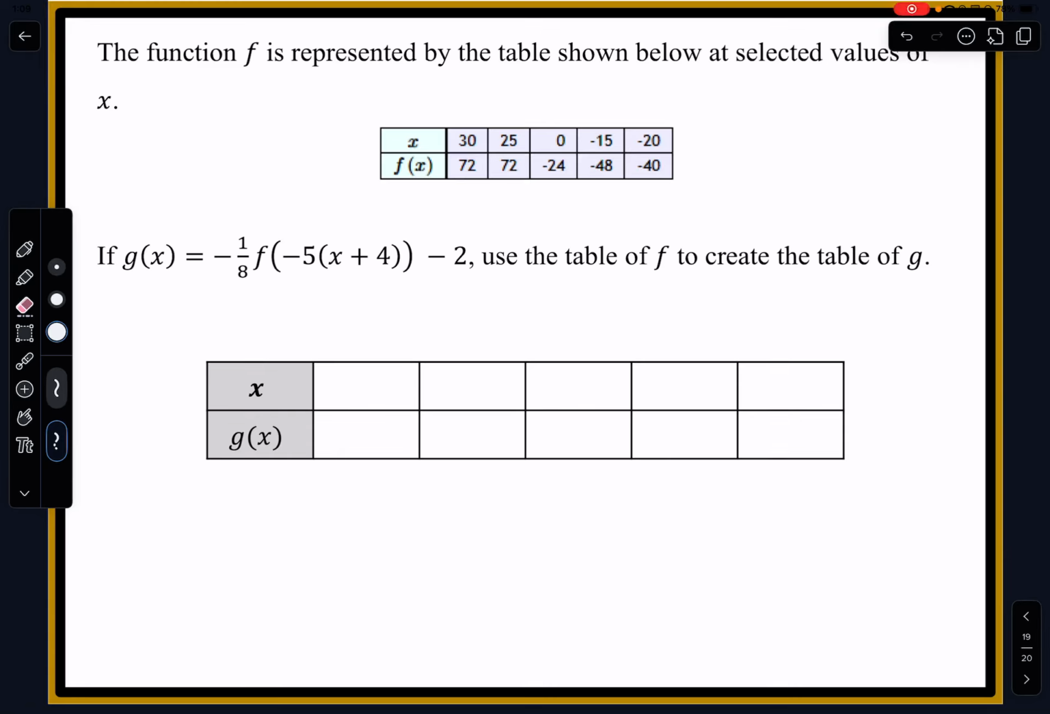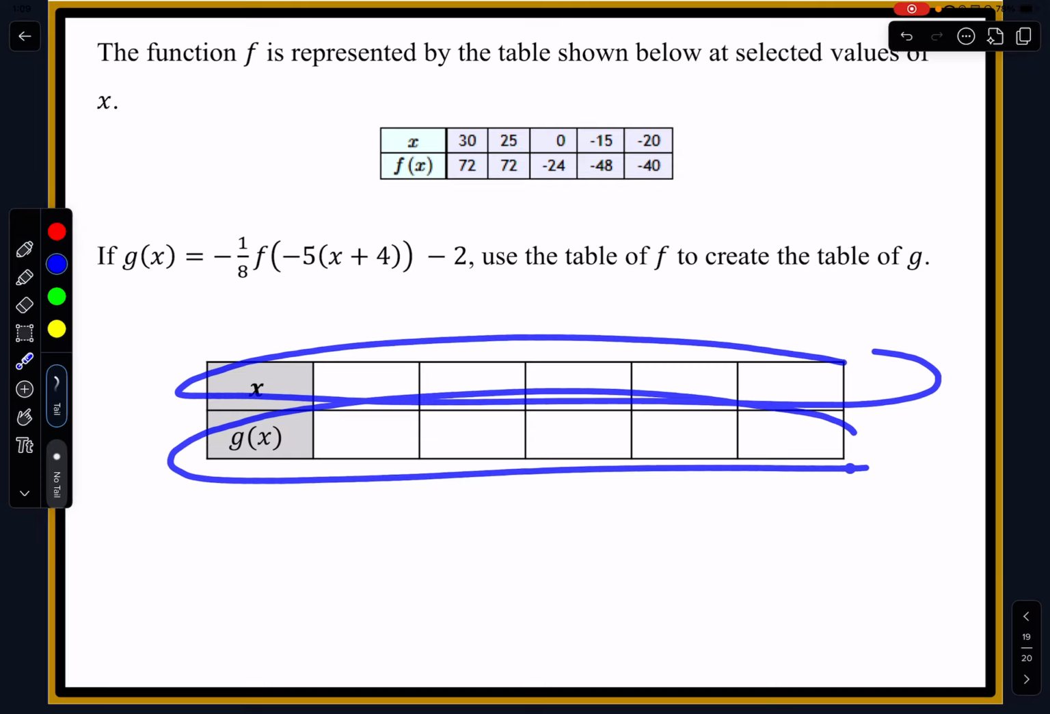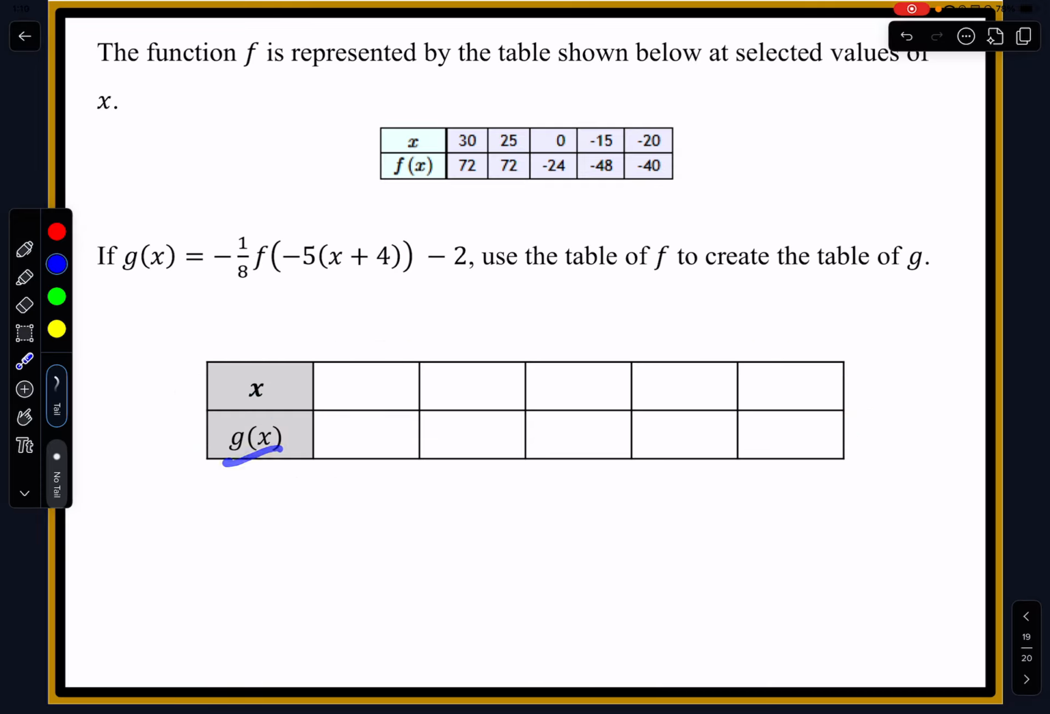So let me do an example similar to the one that you have for your homework, where we want to identify the input and output values to this function g using the input and output values of f. Now, because we're doing multiple transformations, we want to begin with the transformations inside the parentheses, which are affecting the input values. Again, inside inputs, okay? This is why they're called input, because again, they're inside the parentheses.